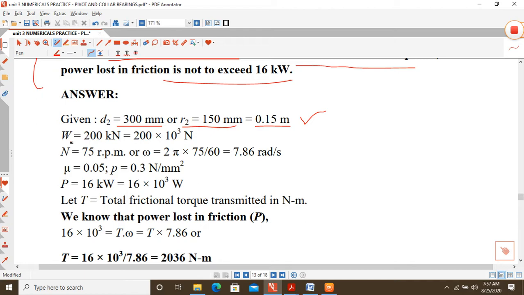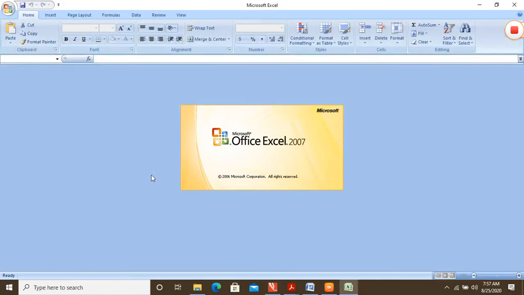Again, 200 kilonewton, that is the load transmitted, is given, converted into newtons, that is 200 into 10 raised to the power 3 newtons. Speed is given in rpm. We know how to convert it into radian per second, that is angular velocity. So omega is 2 pi n by 60. Here n is 75. So putting the values, it will come out to be 7.86 radian per second. Given coefficient of friction as 0.05 and intensity of pressure is 0.3.